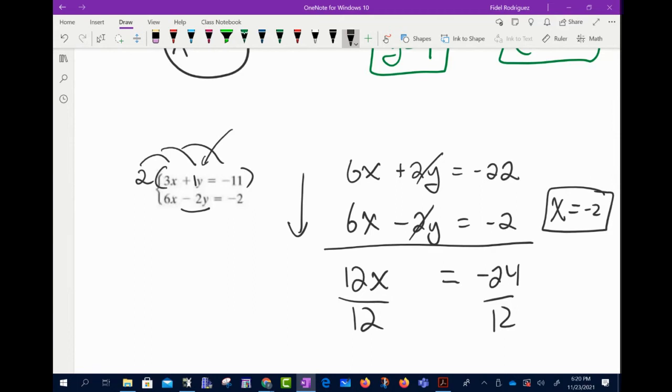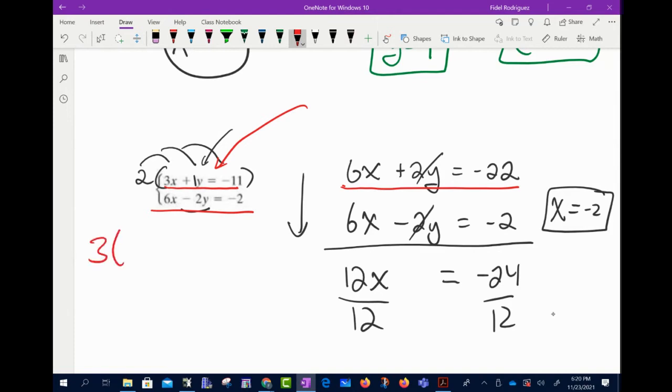Let's go back and find the value of y. Okay, how can we do that? We can plug that value of x into any equation we want. We can plug it into the equation before we multiply by 2, or into the equation after we multiplied it by 2. Okay, it doesn't really make any difference. I'm going to go with the one before we multiplied everything by 2.